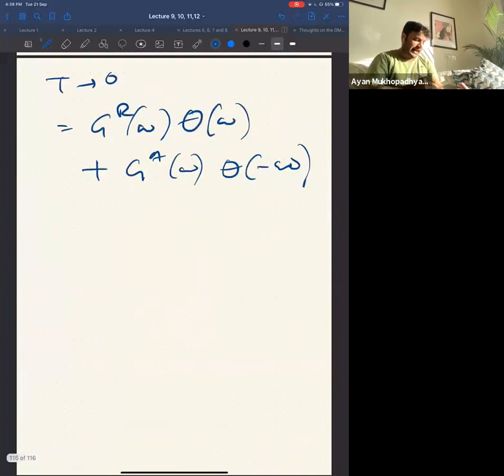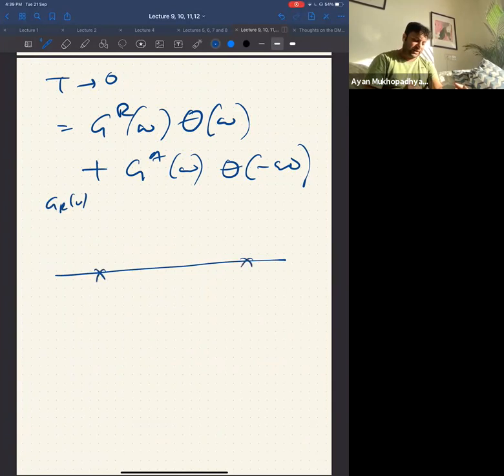Let us look at what is happening here. For G^R(omega), you have basically these two poles, omega naught and minus omega naught. What you do for G^R(omega) is shift both of these poles downwards.